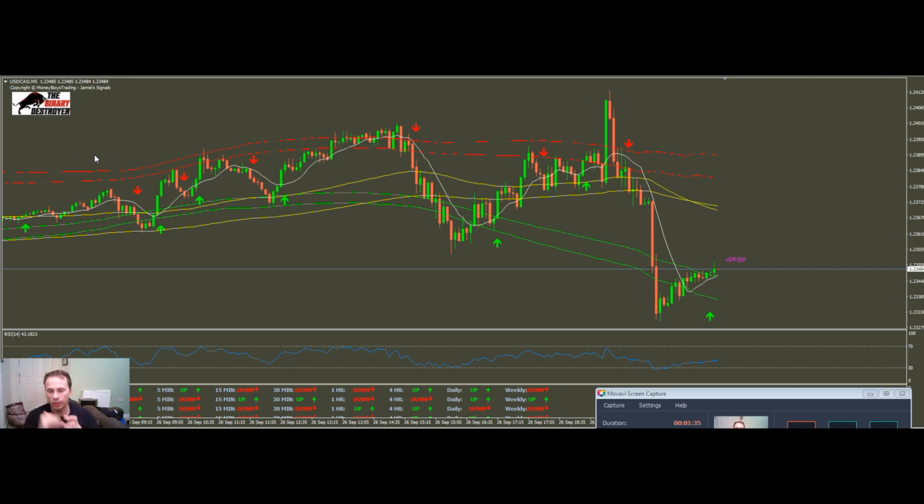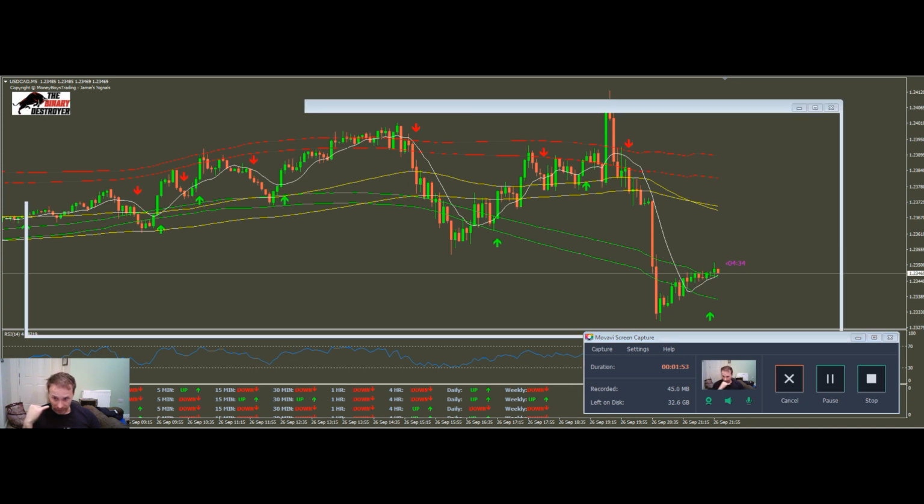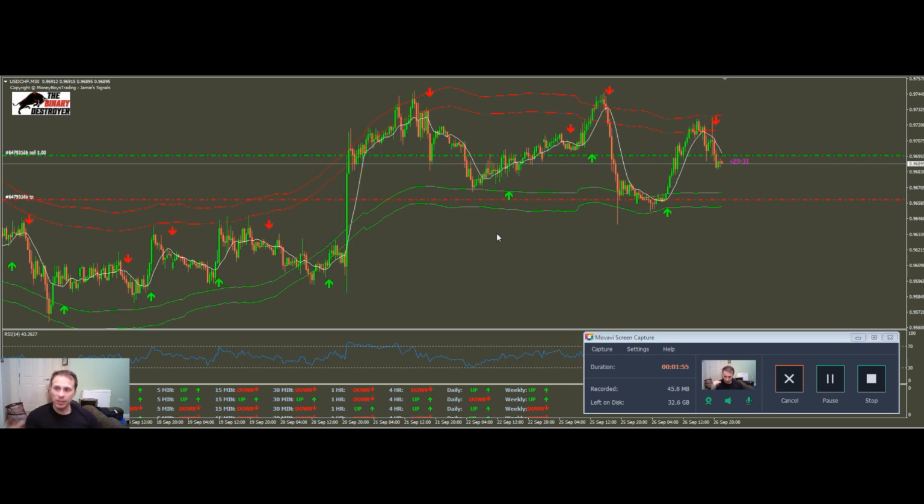Noticeably there isn't a lot of difference, but like I said, in the background with the coding there is a big difference. So I just want to go through a trade that I'm currently in. I'm £148 up, and it is on USD CHF.